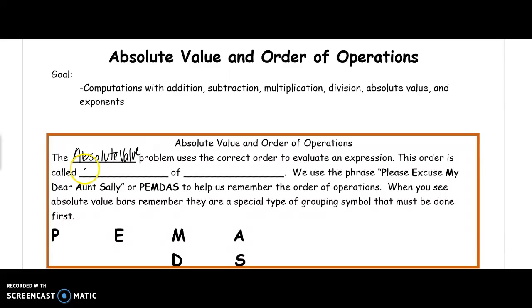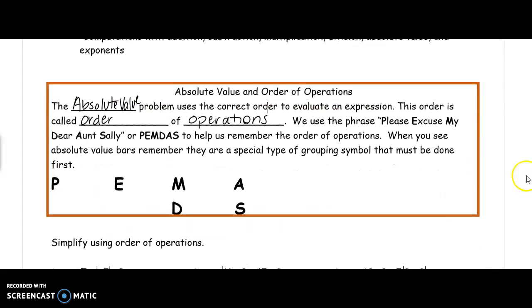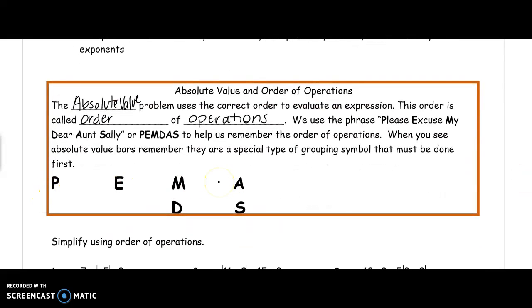This order is called order of operations. We use the phrase, "Please excuse my dear Aunt Sally," or PEMDAS, to help us remember the order of operations. When you see absolute value bars, remember they are a special type of grouping symbol that must be done first, which means they are part of the parentheses. So you have to always simplify the absolute value first. We have this PEMDAS as a way to remember our grouping.